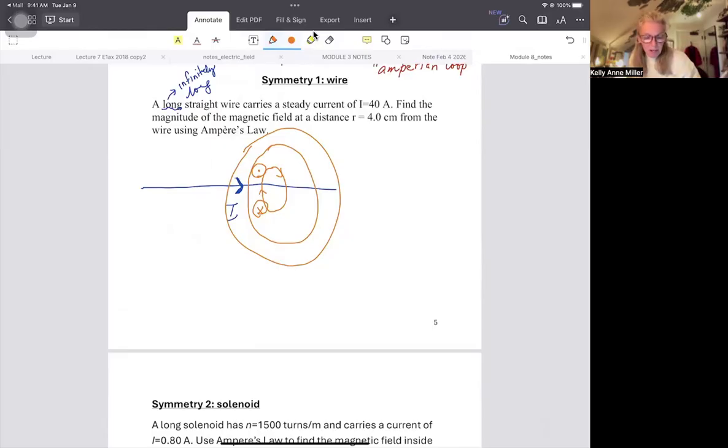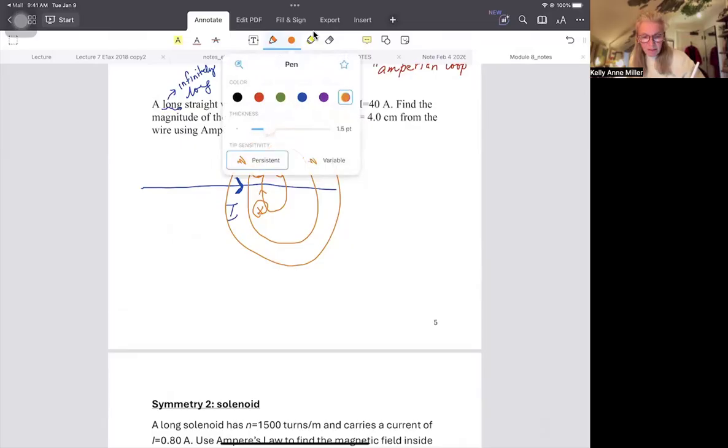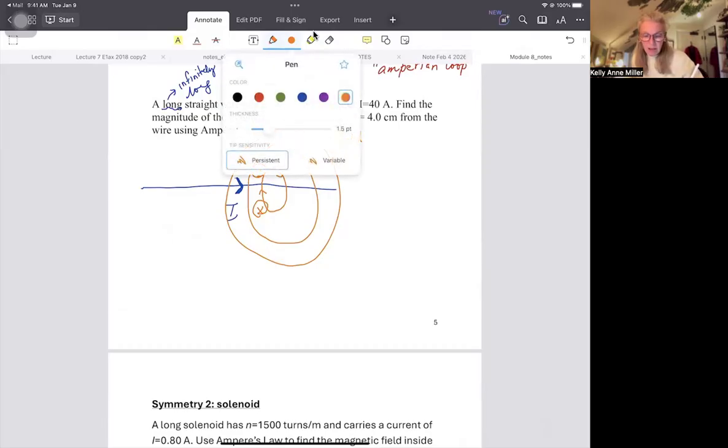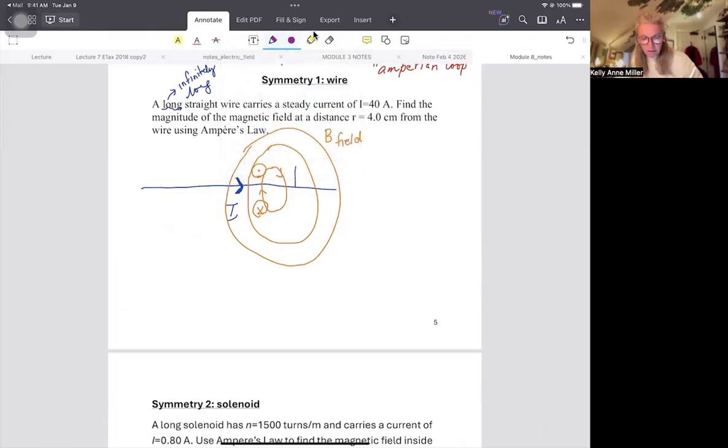So let's just say, for argument's sake, and let me label this B field. The B field is in the orange. Let's say that this B field loop here is a distance of R, which is 4 centimeters. Okay.